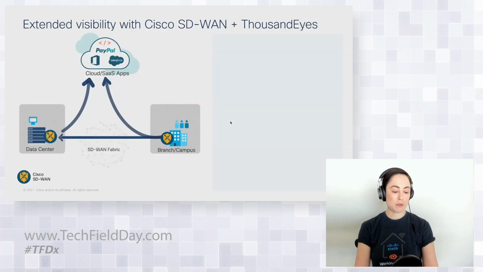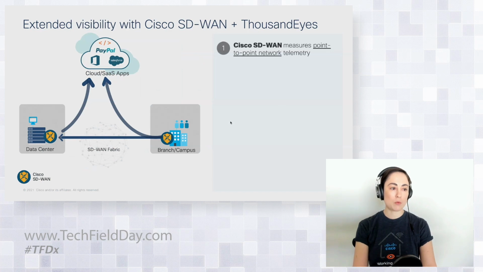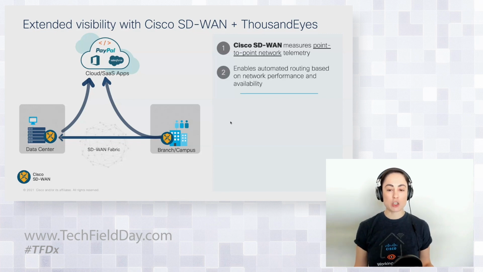In terms of the specific visibility, with Cisco SD-WAN you're getting measurements of network telemetry from point to point. This could be between the SD-WAN endpoints or between an SD-WAN endpoint and an application. You can see between those two points what the network performance is, and you can get metrics like packet loss, latency, and jitter. That's valuable information in order to make path selection determinations.